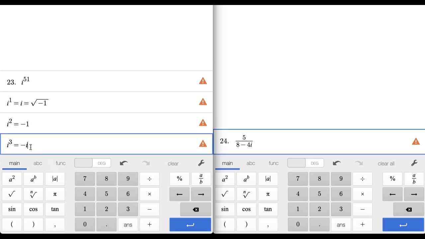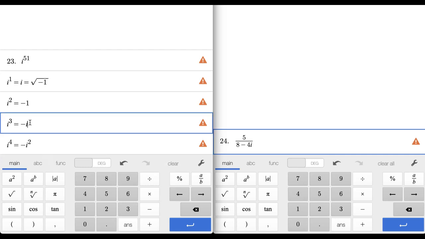So this is -i. And then i to the power of 4 should give you -i squared, right? Again, we're taking this -i, multiplying it by another i, and i squared is the same thing as -1, so negative of -1 gives you +1. This is something you can memorize, but even if you can't, you can always just reproduce it yourself. So i to the power of 1 is i, i squared is -1, i cubed is -i, i to the fourth is back to +1.